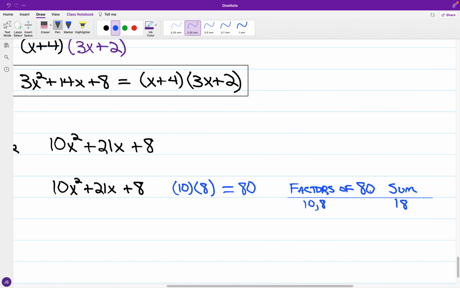For the next possible combination, 11 won't go into it, 12 won't go into it, 13 will not, 14 is still not divisible into 80, nor is 15. But 16 will go into 80 five times. And 16 plus 5 is 21. And this again matches up with the middle term coefficient. So you're going to have x terms with the coefficients 16 and 5 that will be used to split up the 21x.